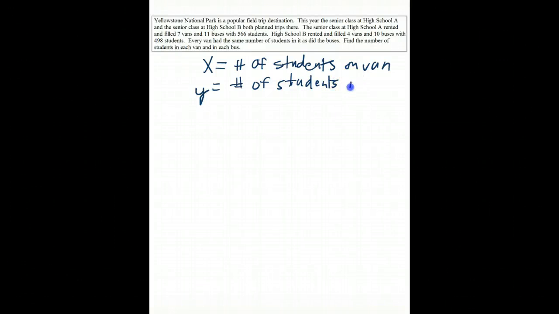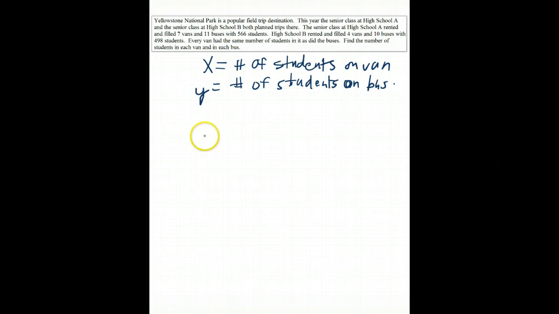X equals the number of students in the van, I should probably say, but y equals the number of students that one would be on. That's kind of weird to be in the van but on the bus. Whatever. Alright, so I got those two.